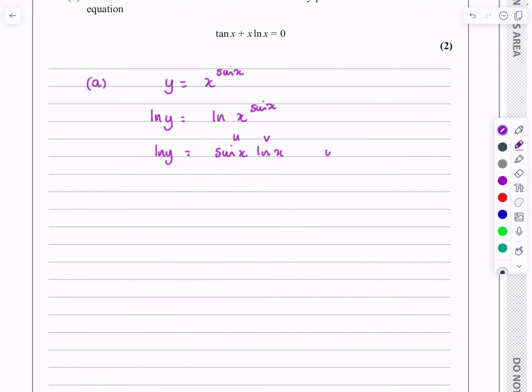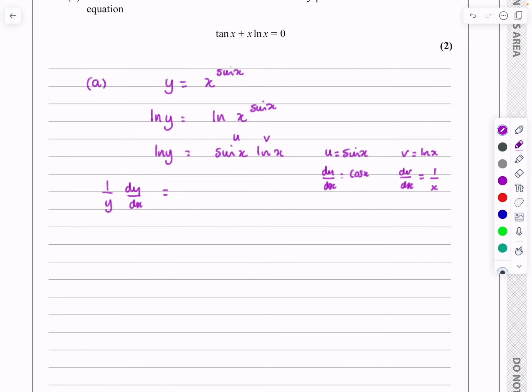Let's not worry about it. u is equal to sine x. So du by dx, differential of sine is cos. v is equal to log x. Differential of log is equal to 1 over x. All that should be straightforward to you at this stage of P4. So when I'm differentiating this side, the differential of log y with respect to x will be 1 over y, but then obviously we need to include a dy by dx for all our y functions.